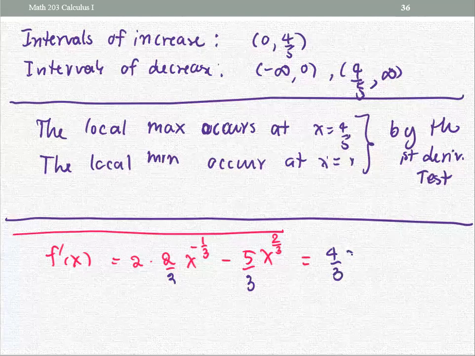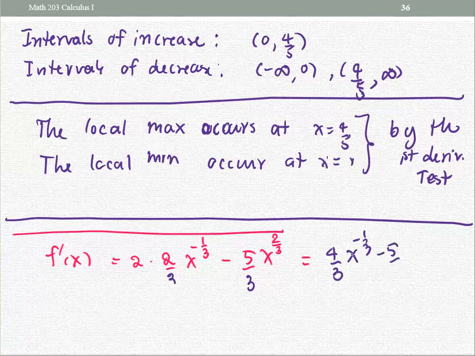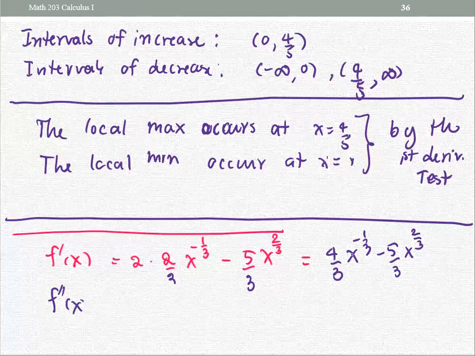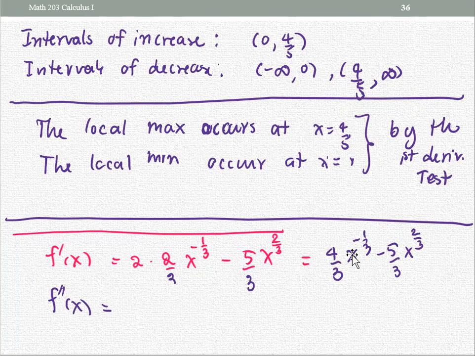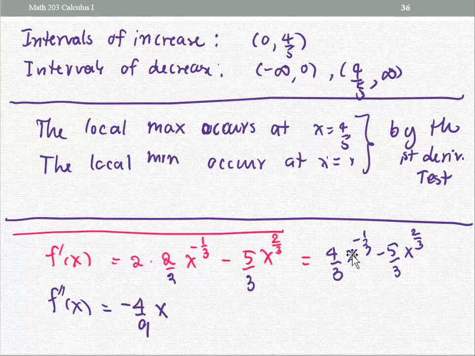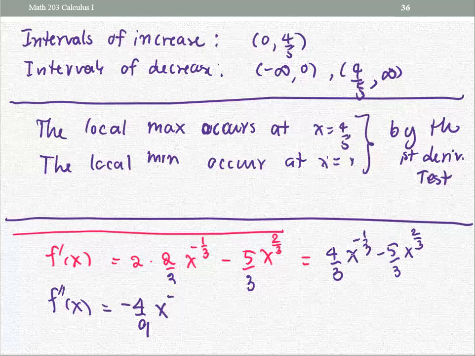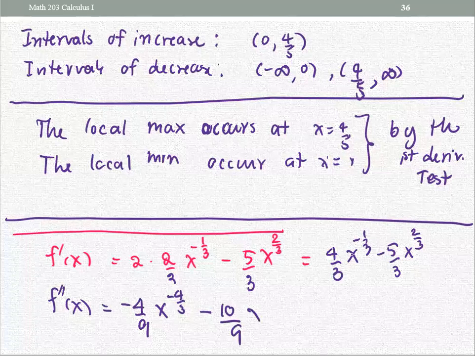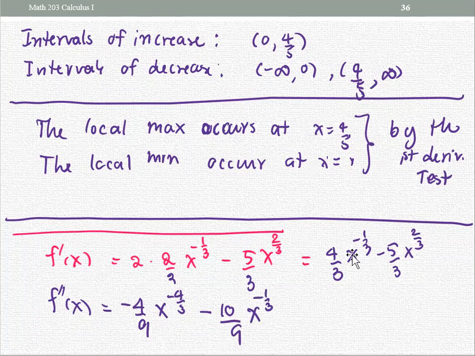4 over 3 x to the negative 1/3 minus 5 over 3 x to the 2/3. I use this form to find the second derivative because it's easier to manage, and then we can clean up later on. So we have 4 over 3 times negative 1 over 3, which is negative 4 over 9 x to the negative 1 over 3 minus 1 to be negative 4 over 3.